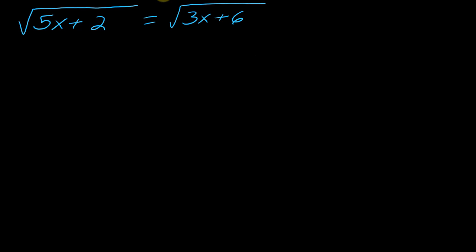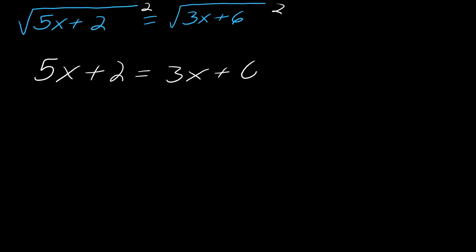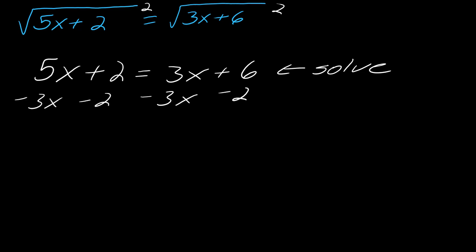So if I do that on this example here, like I said, I've already got this set up, right? So I have one radical on each side. So if I square each side, this is actually going to be pretty simple because the radical goes away, so then I'm just left with 5x plus 2 equals 3x plus 6, and now you just solve as usual. So to solve, I'm going to subtract off the 3x, and I'll subtract off the 2, so I get 2x equals 4, and then divide both sides by 2 to get x equals 2.